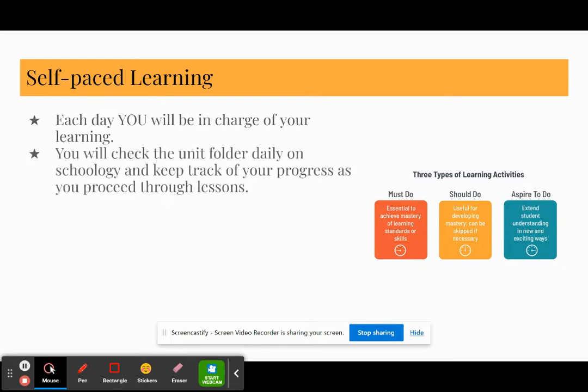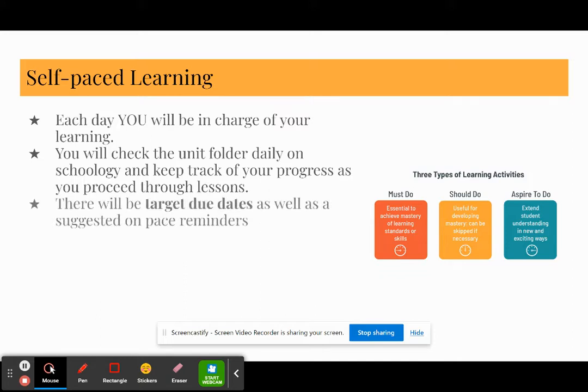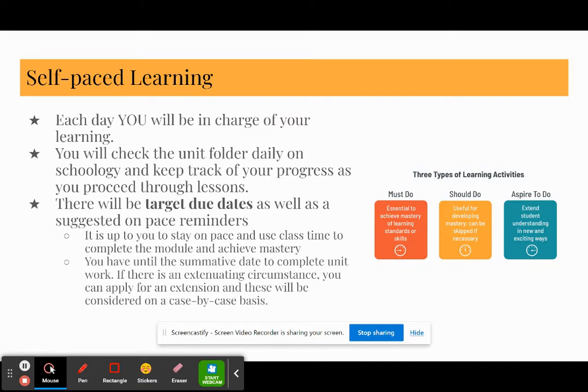You will check the unit folder in Schoology and keep track of your progress as you proceed through the lessons with that document. You also will check Infinite Campus in order to see if you're on track or behind pace. There will be targeted due dates as well as suggested pace reminders. It's up to you to stay on pace and use class time to complete the module and achieve mastery.